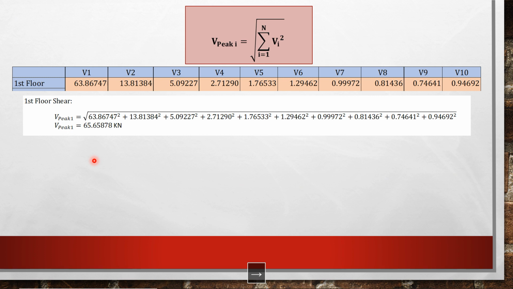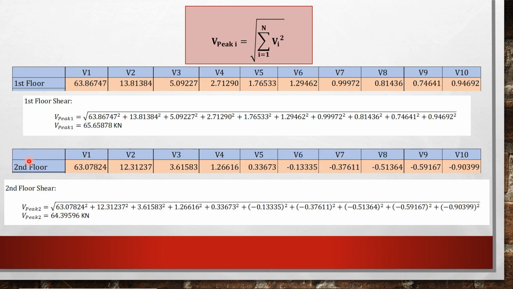So, sa second floor naman, no? Second floor, ito. The same process. Second floor, V peak 2. Ito yung given sa second floor, no? Solve natin, i-sum up natin to. Na square natin ito. Then, i-add lahat para makuha natin yung summation niya. Then, square root natin. Then, yung result niya, 64.39596 kilonewton.